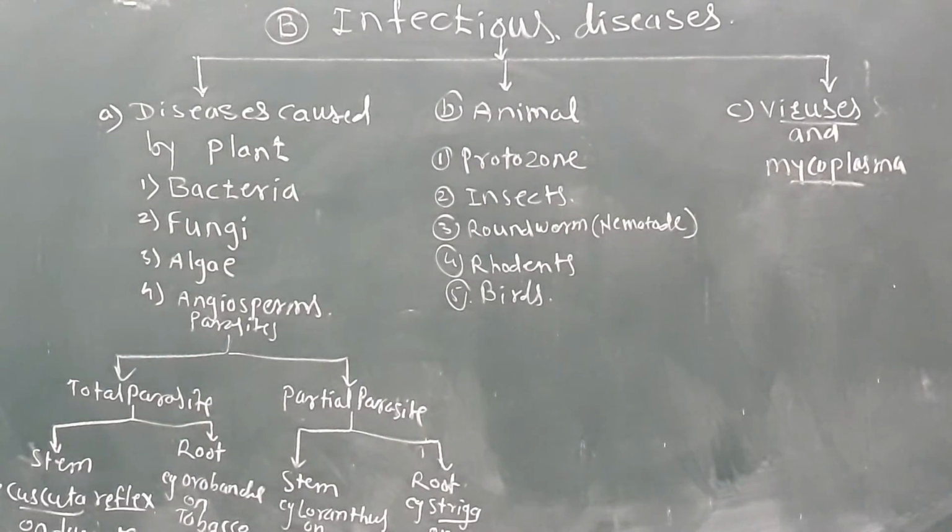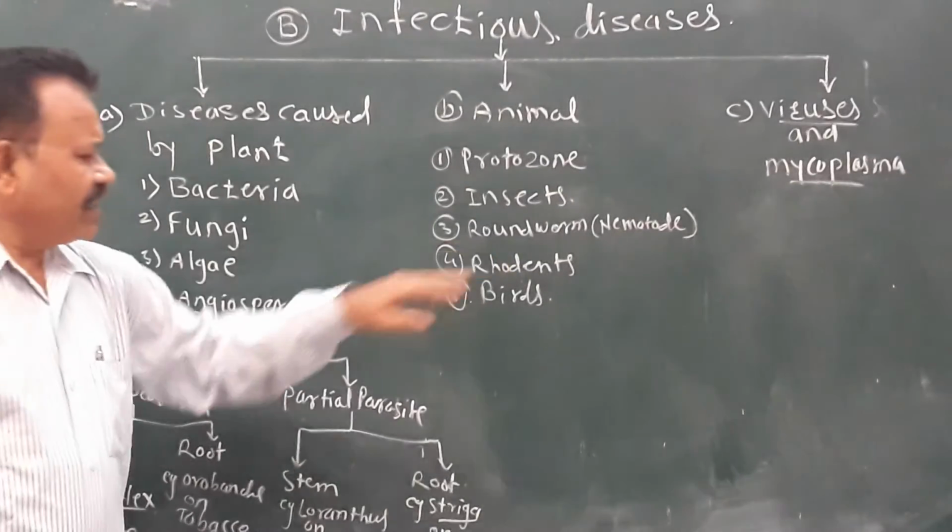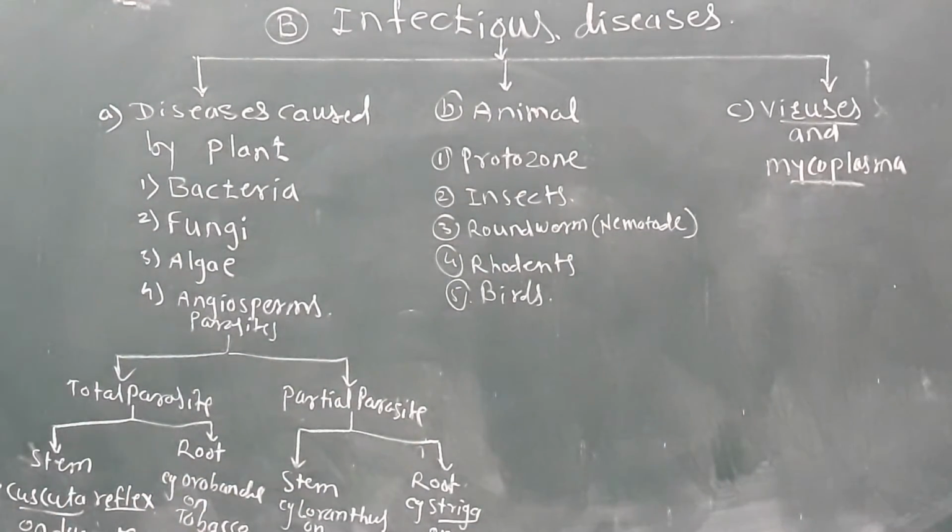Then another animal parasite is called the roundworm or nematode. These roundworms as well as nematodes are present in the soil and water. They are obligate parasites. Their sucking organs are called stylets, and during feeding on the plant they can secrete enzymes as well as toxins, which react with the host metabolism and produce abnormalities.